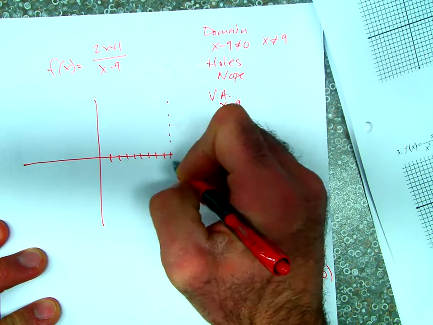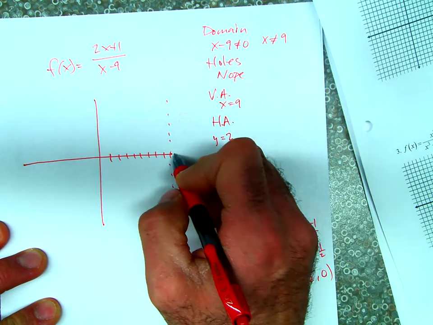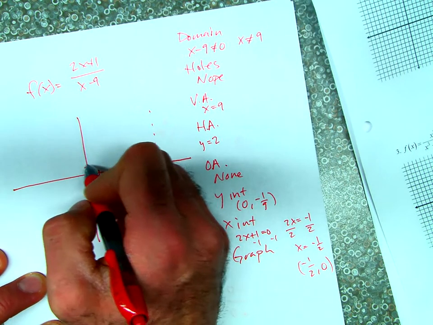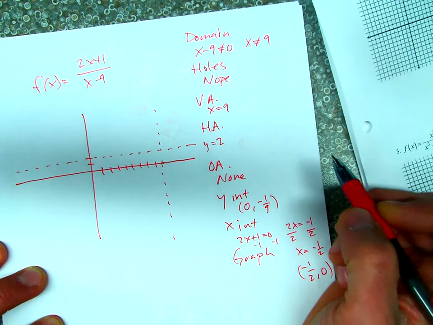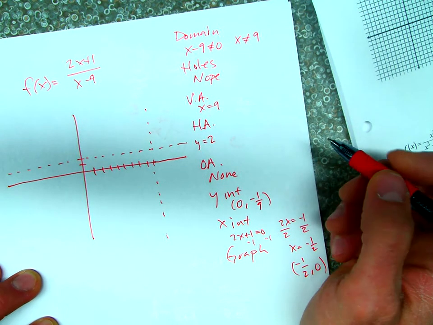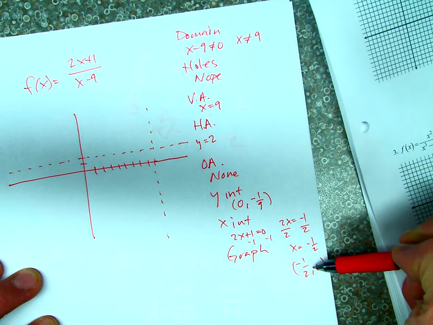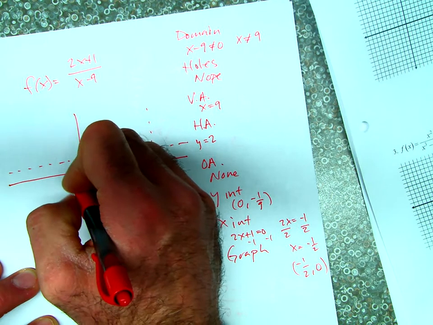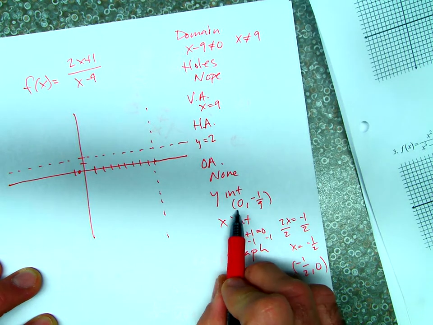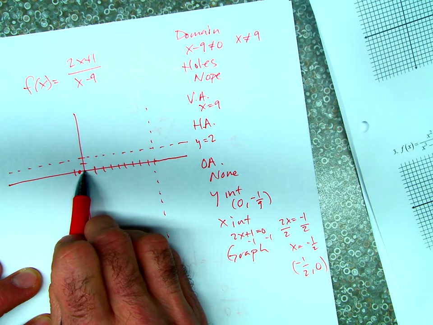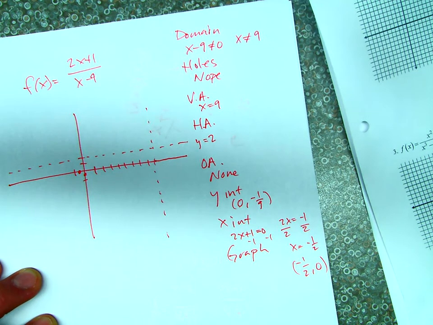So vertical asymptote is way over here. Horizontal asymptote is at 2. Okay, there's our horizontal asymptote. Then we go to the X and Y-intercepts. The X-intercept is X is negative 1/2. And Y is 0. The Y-intercept, X is 0. And Y is negative 1/9. So that's really, really close to the Y-axis, like that.